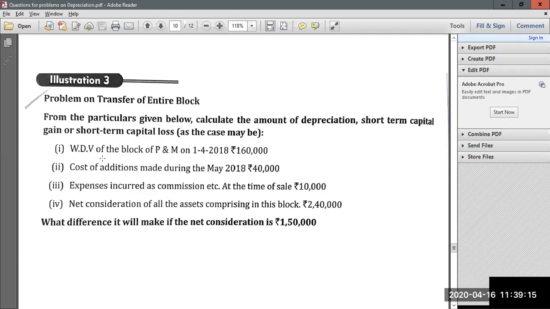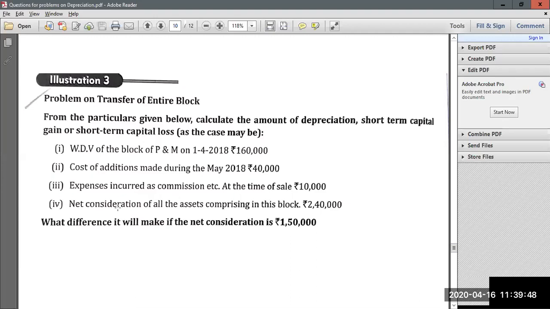Now again they have given WDV of the block of plant and machinery on 1/4/2018 is 1,60,000. That is the opening WDV value, which will be the starting point for computation of depreciation. Then they have given the cost of additions made during May 2018. So they have made some purchases in the month of May. That means it will be more than 180 days. So that value is 40,000. This addition of purchases we have to add to the opening WDV value of 1,60,000. Now again they have given expenses incurred as commission etc. at the time of sale, that is 10,000. We will look at that point later.